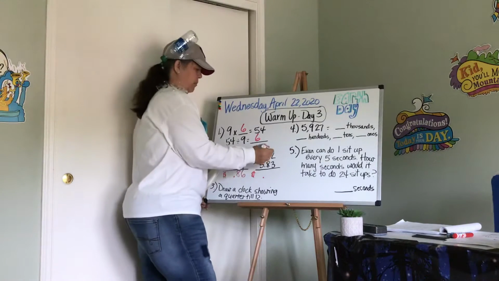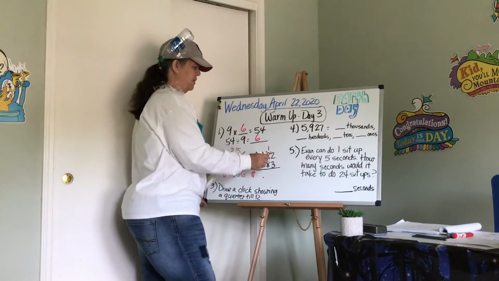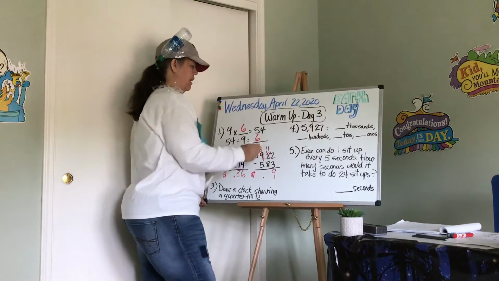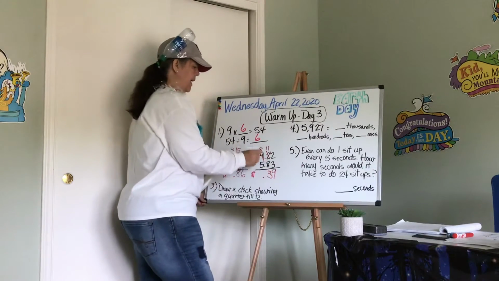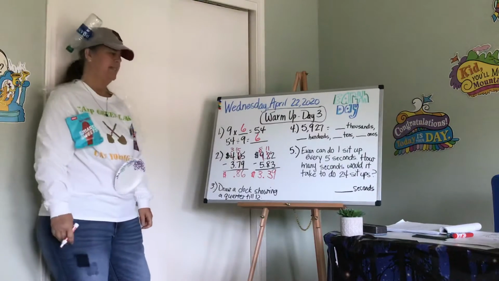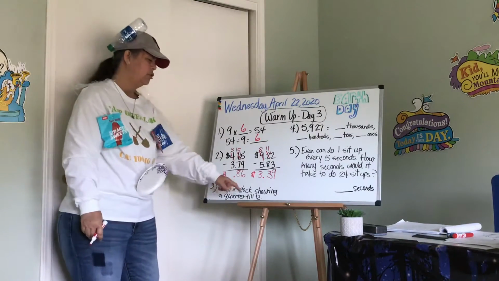I can't take 3 away from 2, so I'm going to regroup. 12 minus 3 is 9. I can't take 8 from 1. Regroup again. 11 minus 8 is 3. 8 minus 5 is 3. Final answer, $3.39. Draw a clock showing a quarter till 12.